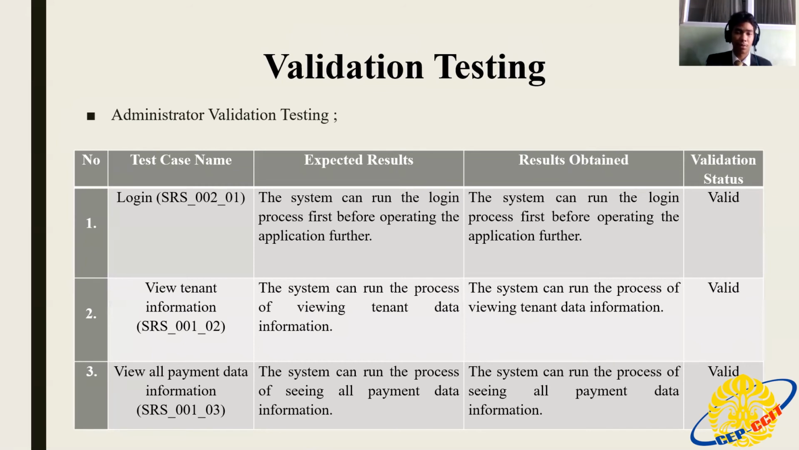The system can run the process of viewing tenant data information. So the system which is run by the administrator will be able to view the customer's data information, which will be put in the transaction script. This can be used as proof if there's something wrong with the item or anything wrong with the house address when we send the camera or the item.